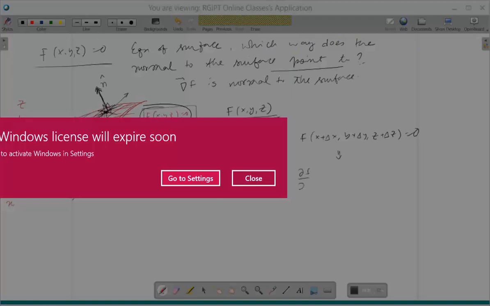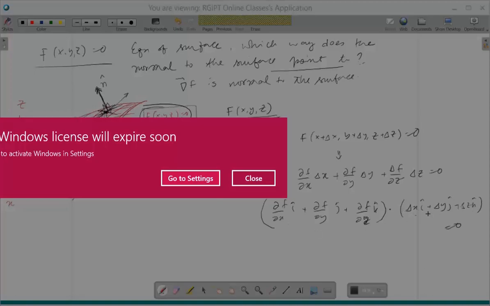So if this is 0, that would mean what? This is equal to delta f. First approximation, in the limit delta x tending to 0, this would be del f by del x delta x plus del f by del y delta y plus del f by del z delta z. That would be 0, right? Now this I can write down as del f by del x i cap plus del f by del y j cap plus del f by del z k cap, dotted with delta x i cap plus delta y j cap plus delta z k cap, that is equal to 0.